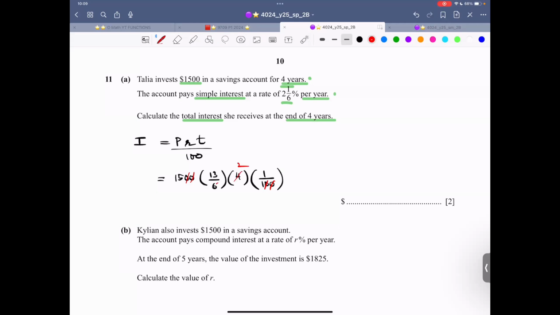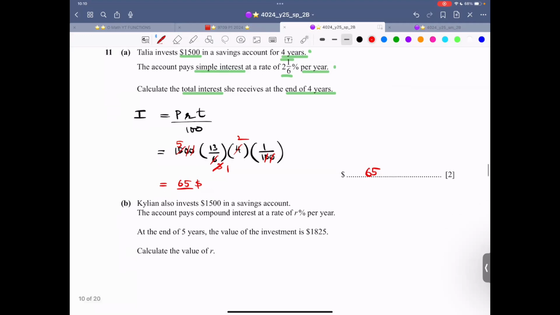2 2s are 4, 2 3s are 6, 3 1s are 3, 3 5s are 15. 5 into 13. How much is that? 65. So that is 65 that I'm getting. Are the zeros all gone? Yes. So that is $65. That is the answer that I have received.